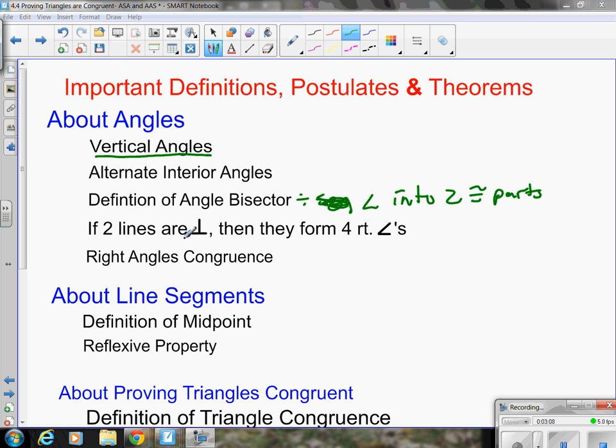And other theorems: if two lines are perpendicular, then they form 4 right angles. That was like theorem 3.3, but it's hard to remember the theorem number, and it's easier just to remember what it says, and it's probably more important anyways. We'll use this to get right angles. And these two kind of go together. The right angle congruence theorem says all right angles are congruent. So you can use one to get right angles, and then this one to show that they're all congruent.